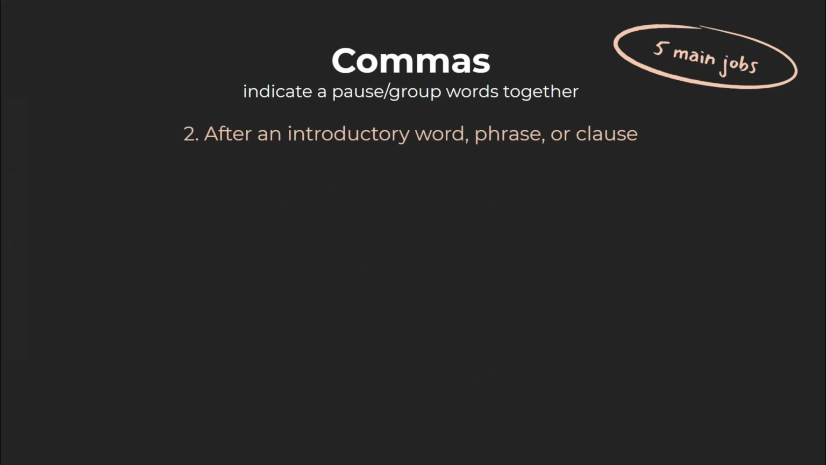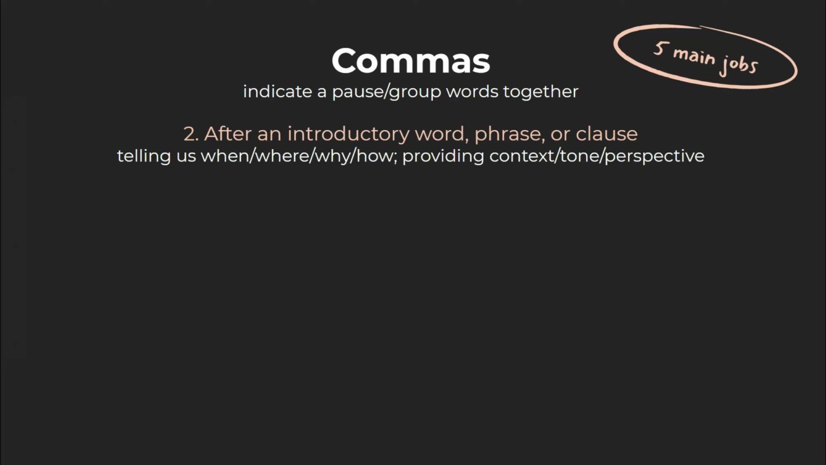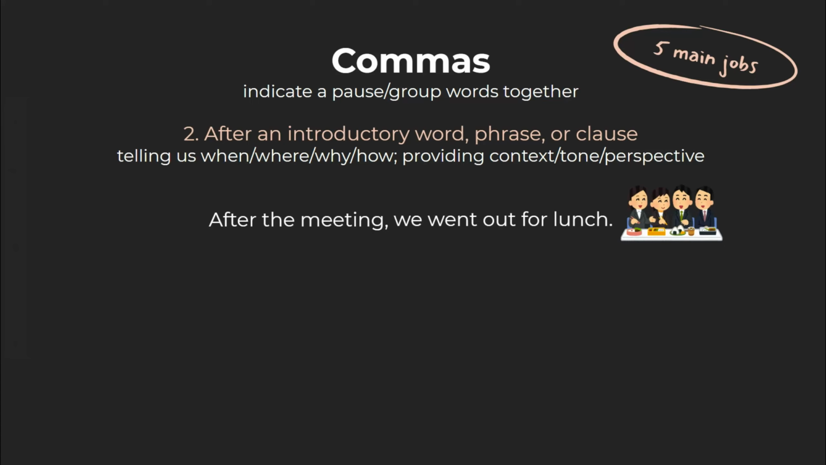Number 2. After an introductory word, phrase, or clause. Introductory elements often tell us when, where, how, or why something in the sentence is happening, or they may simply provide context, tone, or the speaker's perspective before the main part of the sentence begins. When a sentence begins with an introductory element, use a comma to set it off from the main part of the sentence. For example, "After the meeting, we went out for lunch."